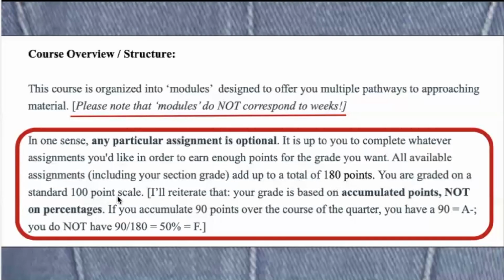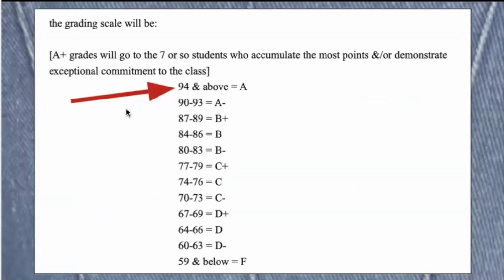You are graded on a standard 100-point scale. I will reiterate that. Your grade is based on accumulated points, not on percentages. If you accumulate 90 points over the course of the quarter, you have a 90, which is an A minus. You do not have a 90 over 180 or 50%, which would be an F. I have put my grading scale in the syllabus under course structure, and I'm putting it here so that you have a couple of ways to find it when you want it.